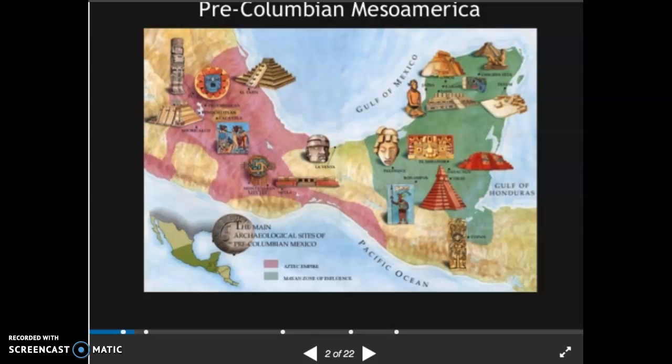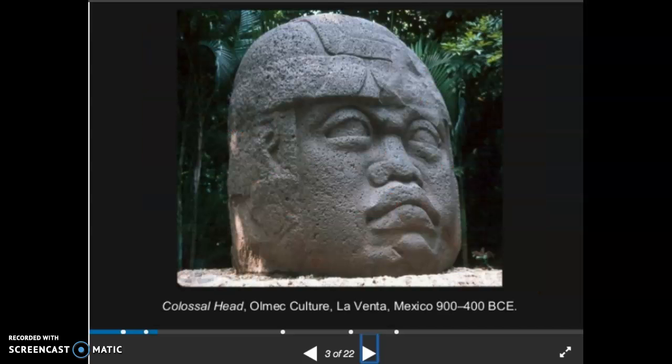And the Aztecs, the studies of that go from the years 1325 to 1521, and the Incas go from 1438 to 1534. So we'll add those in as well. So it's kind of a loose description to call it pre-Columbian. So let's get started. Here we have the colossal head.